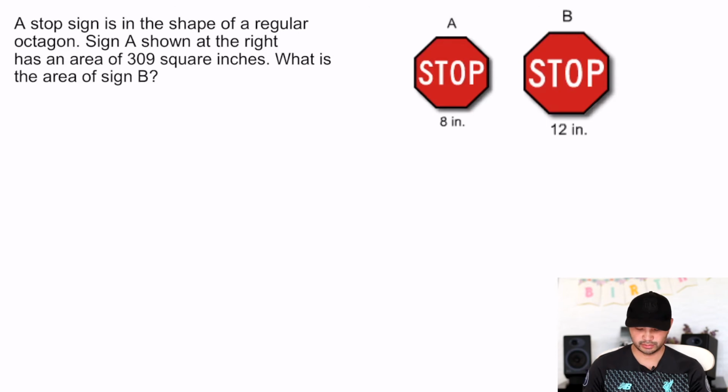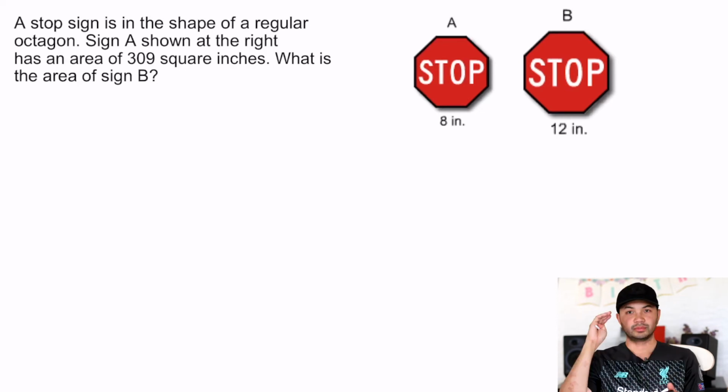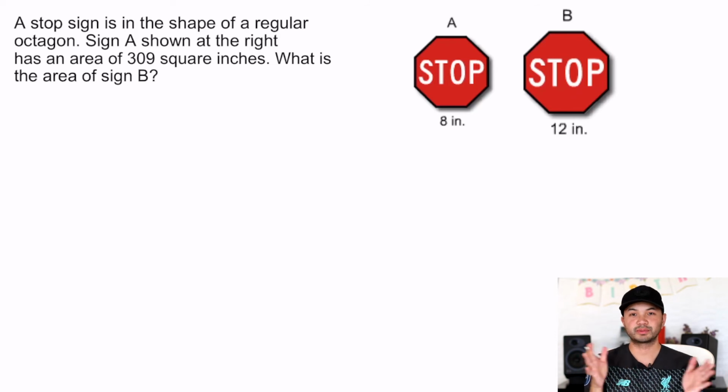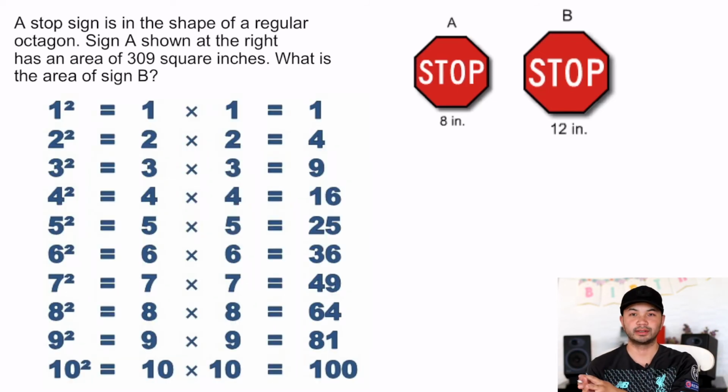Okay, so this is a little more challenging, but I know you're up to it. A stop sign is in the shape of a regular octagon, but don't worry, you're not going to have to find the area of that. Sign A at the right has an area of 309 square inches. What is the area of sign B? What we recalled is whatever the multiplication factor is, how much bigger or smaller it's getting, for area, you take that number and you square it. And that's what the new one's going to be.